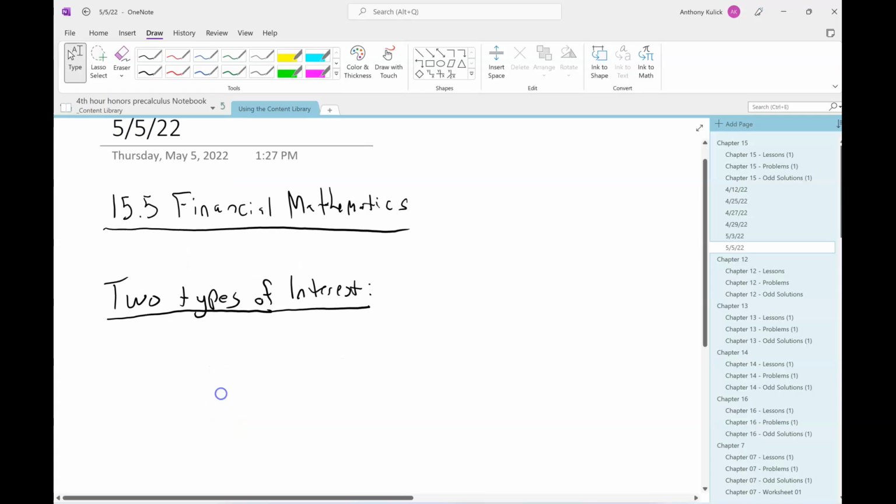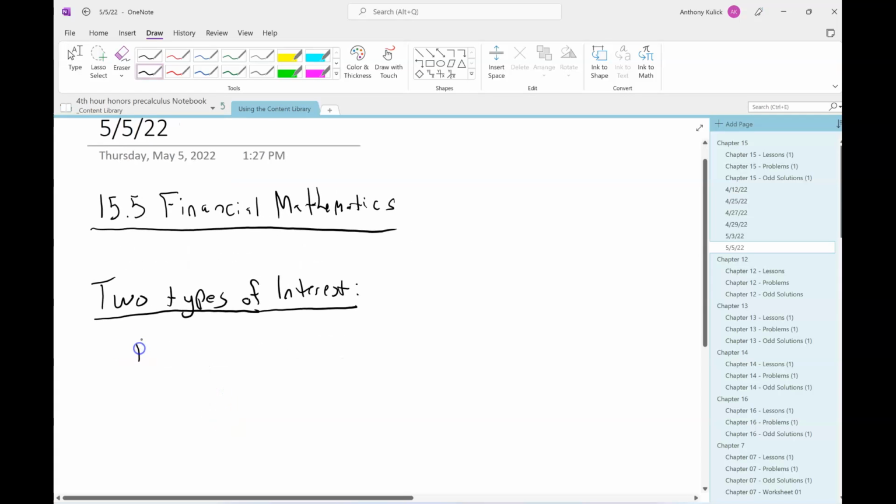All right. In the two types of interest, the first type we call simple interest. So in simple interest, the amount being paid is based only on the initial deposit.